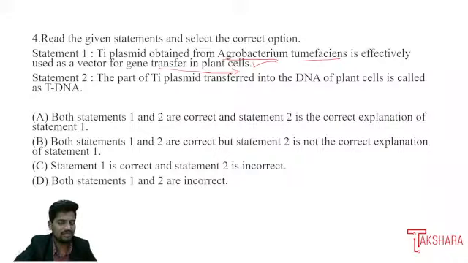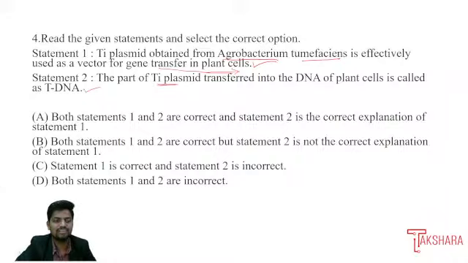And the part of the TI plasmid transformed into the DNA of the plant cells is called the tDNA. The TI plasmid transports a gene or a set of DNA sequences, and that DNA we call the tDNA. tDNA means tumor inducing DNA, or transfer DNA. So both statements are true. Related to the explanation, both statements 1 and 2 are correct, and statement 2 is a correct explanation of statement 1.